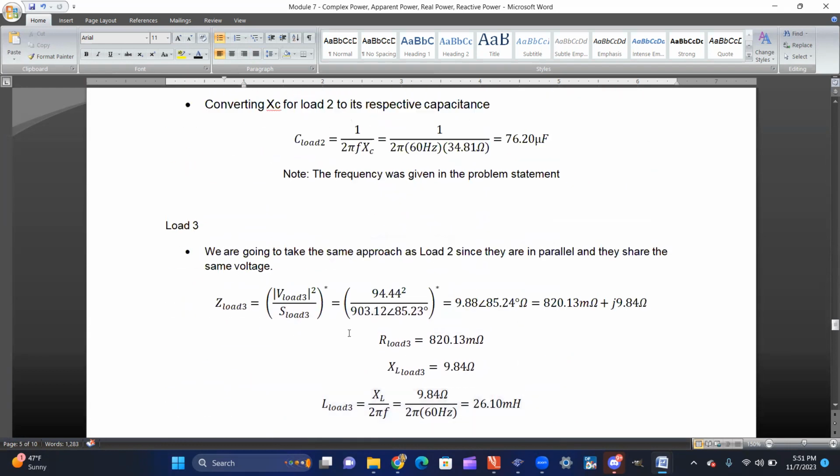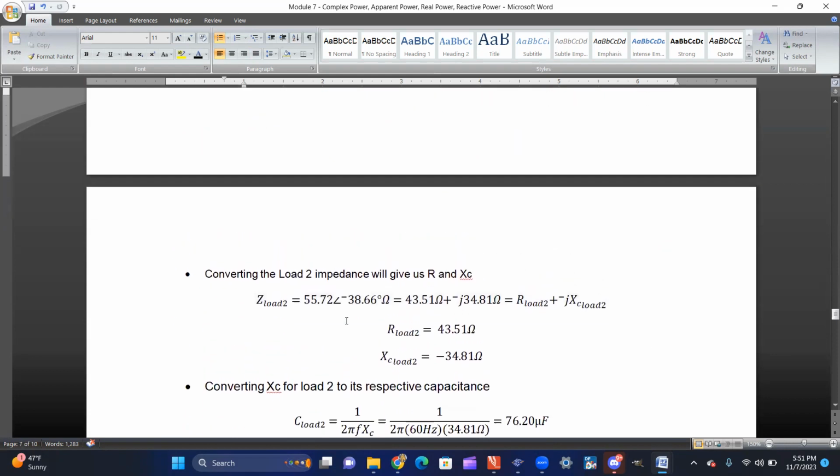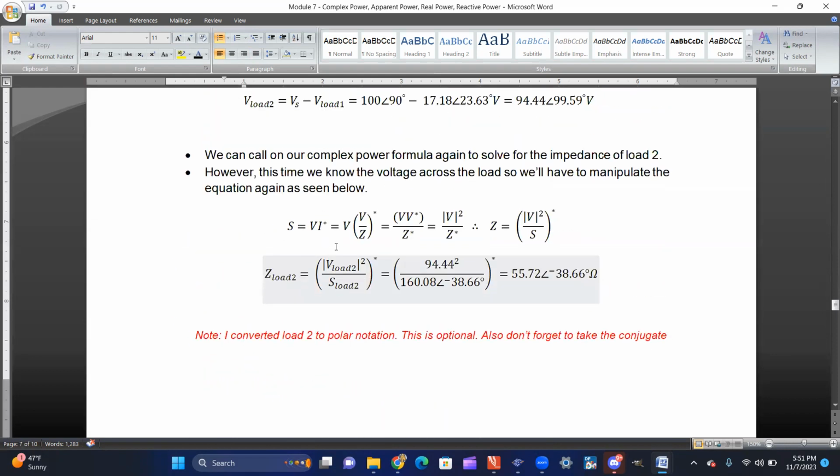All right, so let's go back down here. Now we're going back to our complex power equation, and we can use this equation to solve for the impedance. And so now that we know the voltage, and we already know the complex power is given to us in the problem, we can calculate the impedance of load 2, like so. And don't forget to take that conjugate.